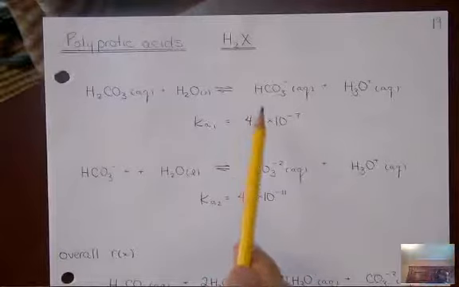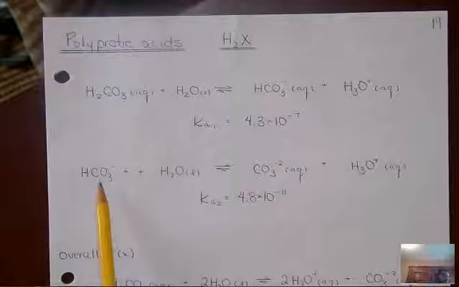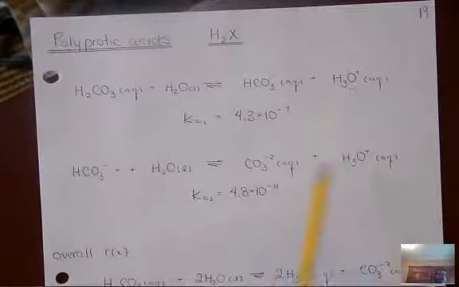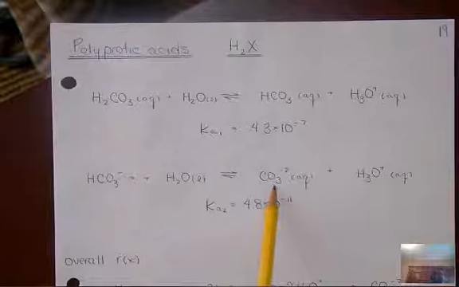After the first proton falls off or gets pulled off by the water, the second one, to a smaller degree, is also an acid. So it can react with water to donate a second proton, make a second hydronium ion, and make carbonate. Once you get to that point, carbonate can't react further because there's no more H's to come off.